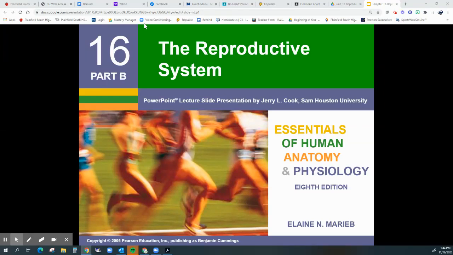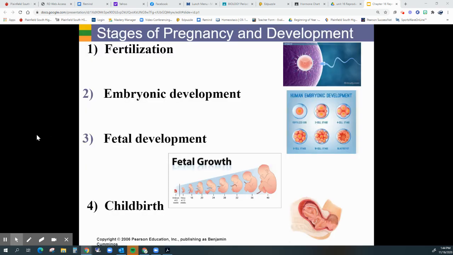All right, so for this lecture, we're going to take a little bit of a look specifically at pregnancy, not only pregnancy in and of itself, but the effects then on the mother, as well as the development of the fetus at the same time. So, stages of pregnancy and development.